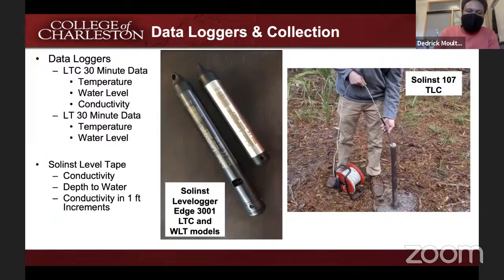And so within each of these wells, we installed these data loggers. There are 2 types I show here. The first on the left is the black one, that's the LTC logger, which captures water level, temperature, and salinity. And the second, the silver one, is able to capture just temperature and the height of the water table.